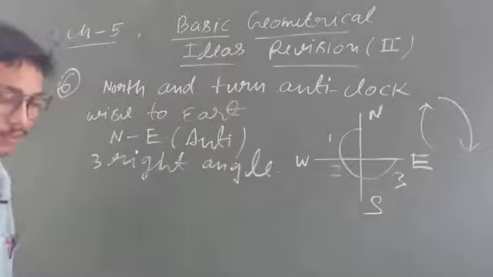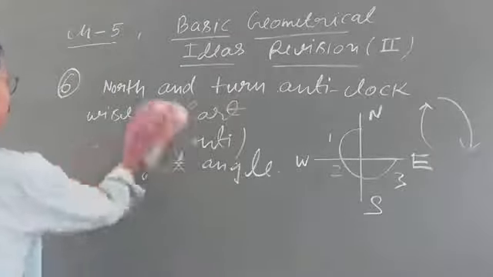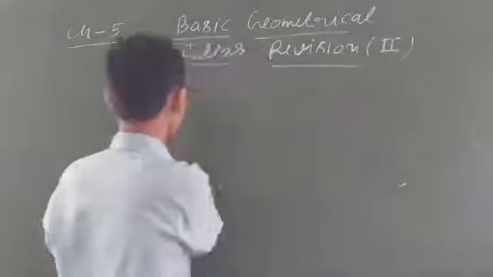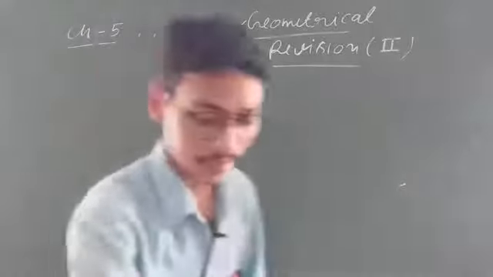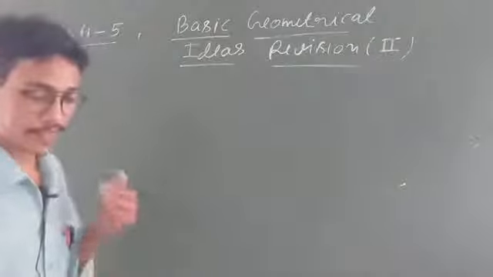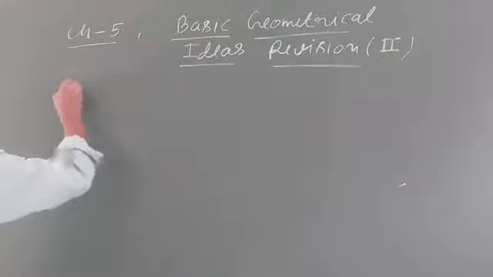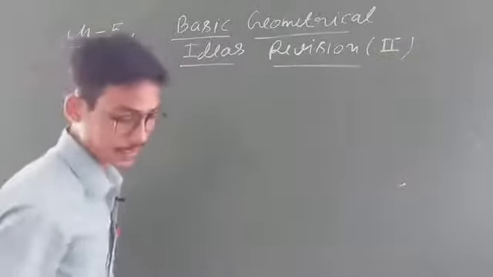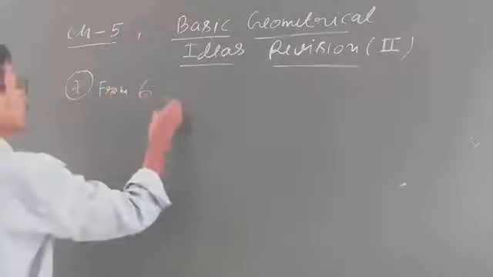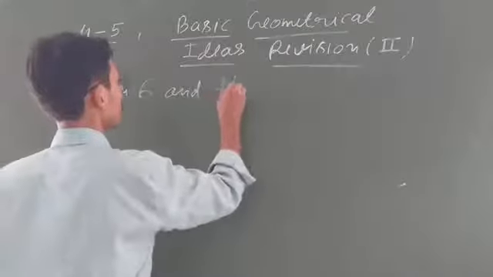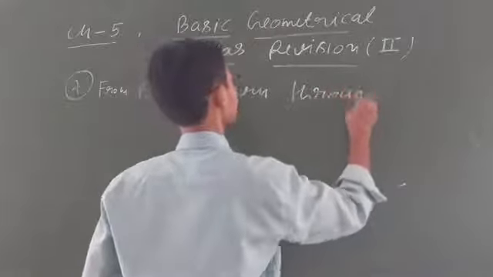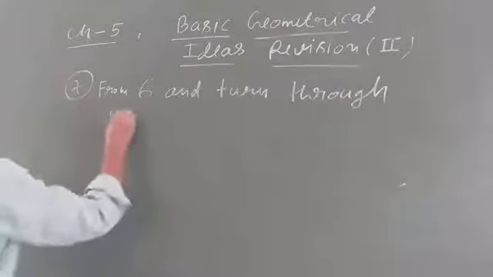Next question is question number 7. All questions are based on the same pattern. You will understand the concept and you will solve all the questions. So question number 7: where will the hour hand of a clock stop if it starts from 6 and turns through one right angle? You have to find out the time. From 6 and turn through one right angle.